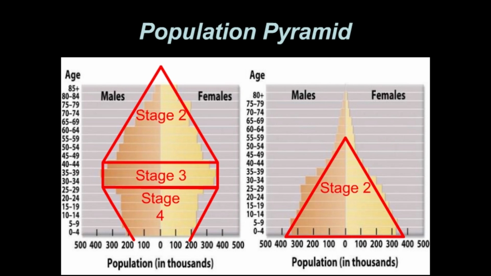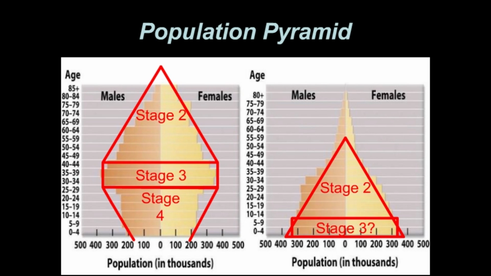Over here on the right, this is a good example of a stage 2 country. It just continues to widen at the base. It just continues to get fatter at the bottom, thus meaning that you're having more and more young people, high birth rates. But then over time, you can see the death rates, life expectancy isn't too high in this country, but still people are living longer and longer and longer.